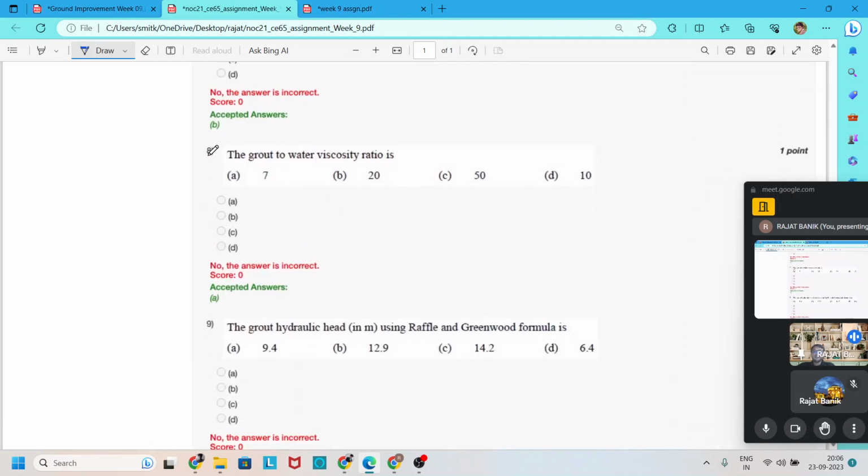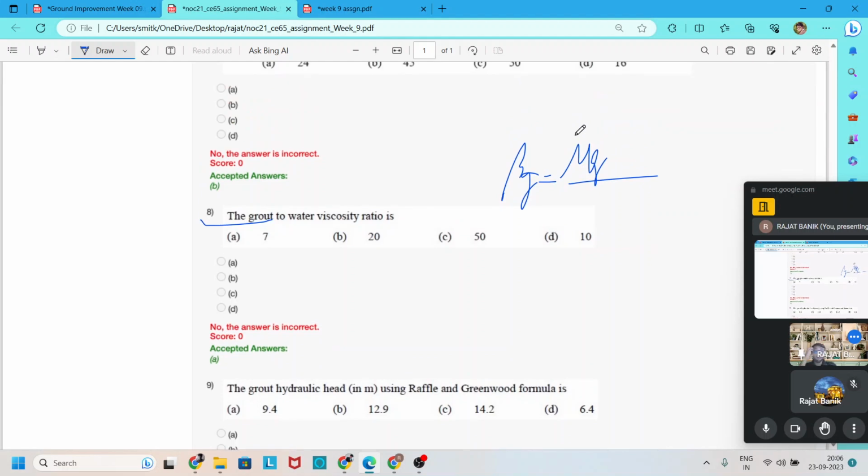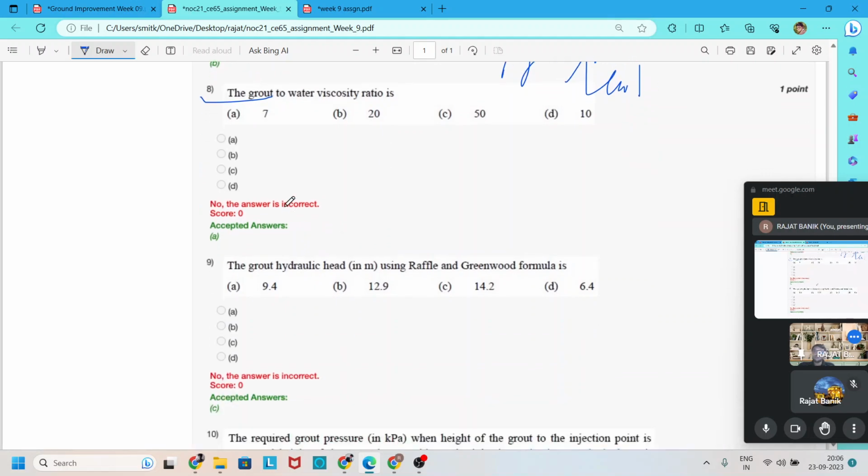Next, find out the grout to water viscosity ratio. We know that beta G is equal to mu G, the viscosity of the grout, divided by mu W, the viscosity of the water. We know that mu G is 7 and mu W is 1. So the correct option here is option A.